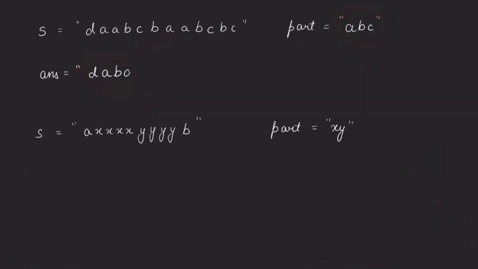So A will be appended here. ABA not equal. Move to the next character. A will come here. BAA not equal to ABC. Move to the next character. B will be appended.